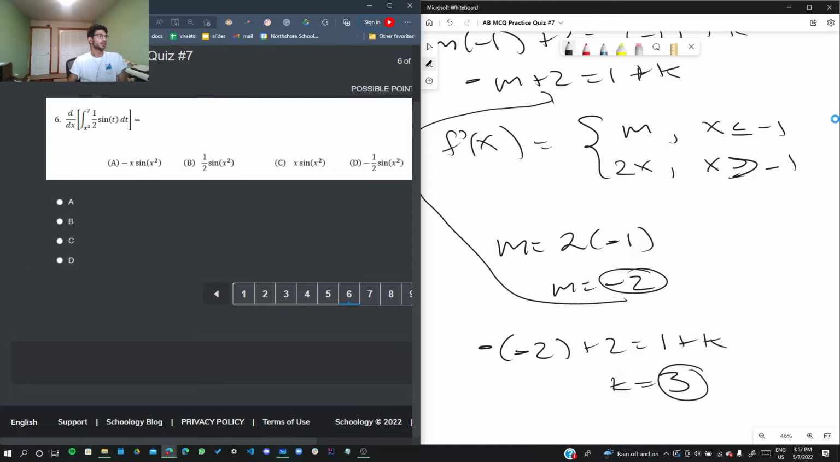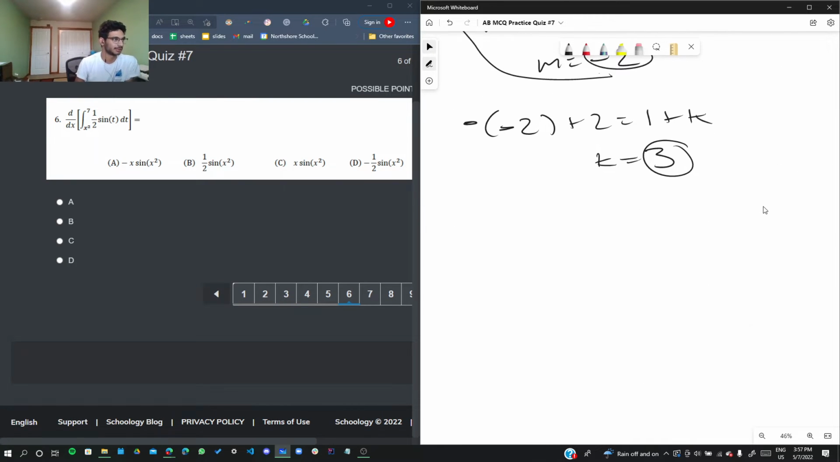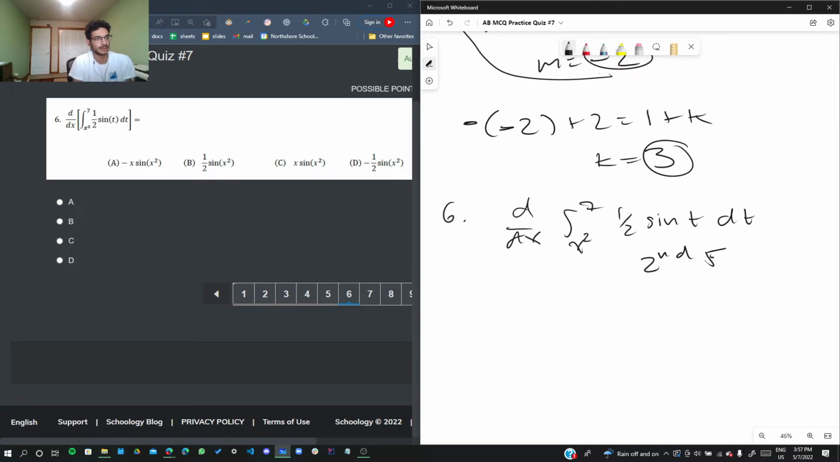Okay, let's move on. Actually, this is not that bad. I think this one's pretty simple. 6d: d/dx of the integral from 7 to x squared of sine t dt. This is just the second fundamental theorem of calculus. Whenever you see a derivative and integral next to each other, be on the lookout for that.